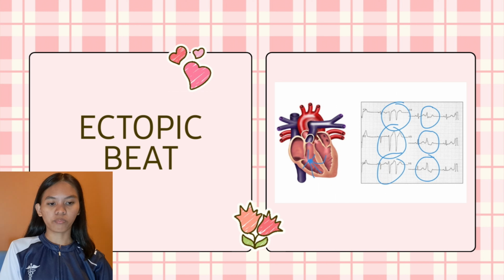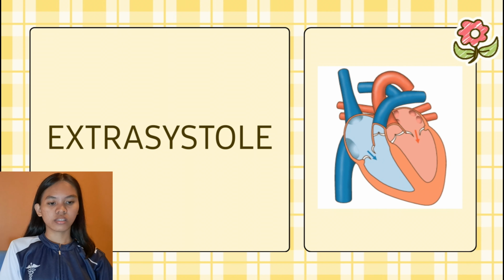Third is the ectopic beat. This is an irregular heartbeat originating from other parts of the heart other than the SA node. This can be skipped or extra beats in our heart. Although this is harmless, we still need to lessen alcohol and caffeine intake so that we don't have ectopic beats frequently.